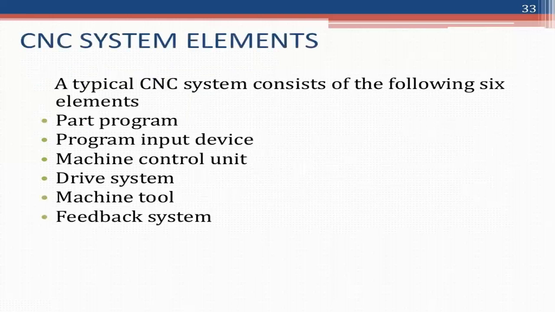The elements of a CNC system are the part program input device, machine control unit, drive system, machine tool, and feedback system. In the part program, we need to write the program using G codes and M codes and the axes, etc.